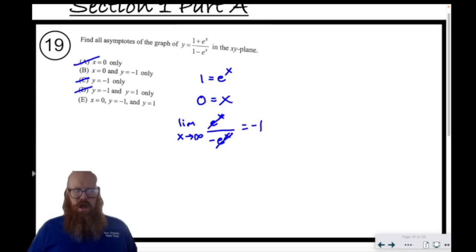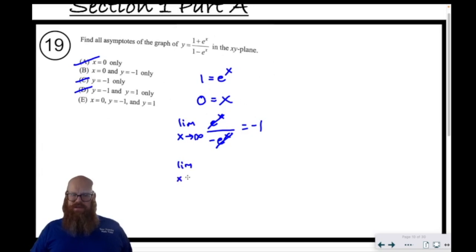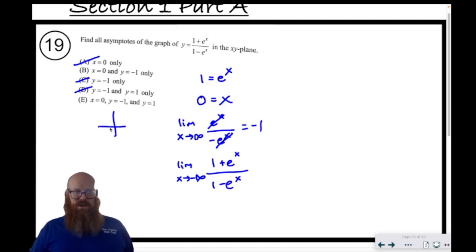So A is gone. Now I have to check, is 1 an asymptote? That's when I take the limit as x goes to negative infinity. The limit of e to the x as x goes to negative infinity is 0. You have to be able to picture the graph of e to the x: at positive infinity it goes to positive infinity, but at negative infinity it goes to 0. So these are both gone, and I just get +1. That is where this +1 comes from. So the answer is E.